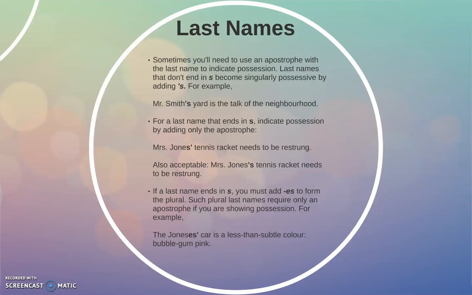Remember, if a last name ends in s, you must add es to form the plural. Such plural last names require only an apostrophe if you are showing possession. For example, the Joneses' car is a less than subtle color, bubblegum pink.